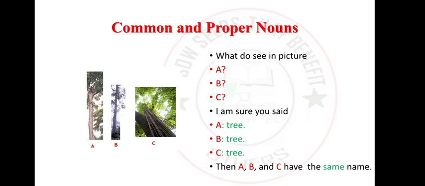When we talk about the same name here, what we mean is there is a common name for all of them. A name that we can use to identify picture A. The same name can be used to identify B. The same name can be used to identify picture C. Right?